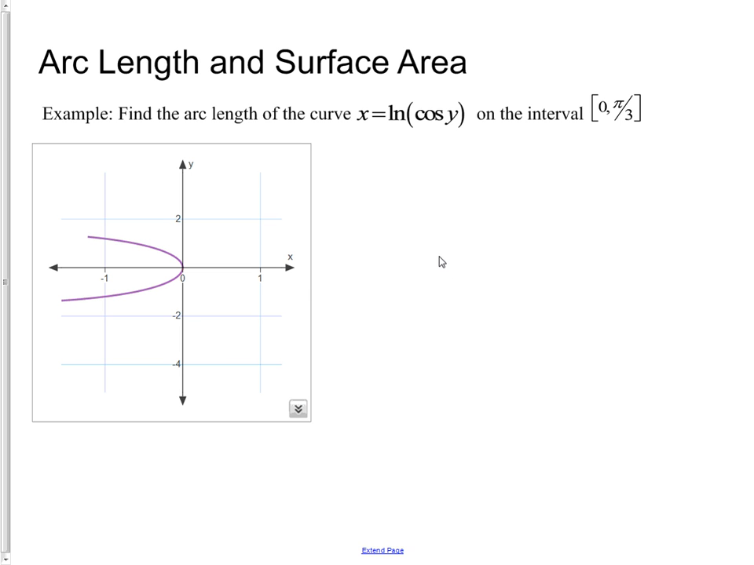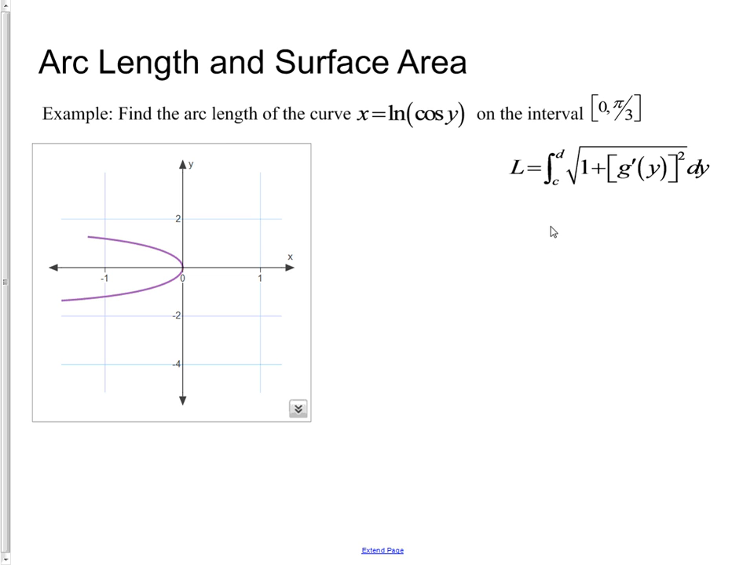Okay, so let's take a look at another arc length. This time we've got a curve in terms of x as a function of y, and we want to find the arc length of the curve on the interval from 0 to pi over 3. Okay, so in terms of our arc length formula, we know this.